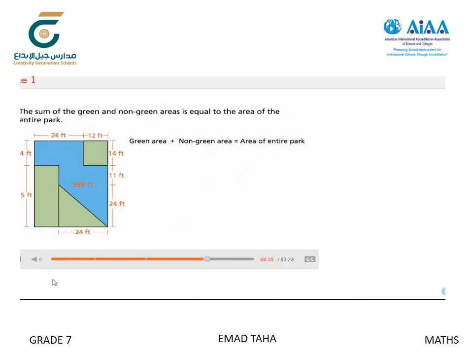The sum of the green and non-green areas is equal to the area of the entire park. Now substitute values into the equation. The non-green area is 888 square feet. The area of the entire park is its length, which is 49 feet, times its width, which is 36 feet. Subtract 888 from both sides of the equation and simplify. The area of the green space is 876 square feet.